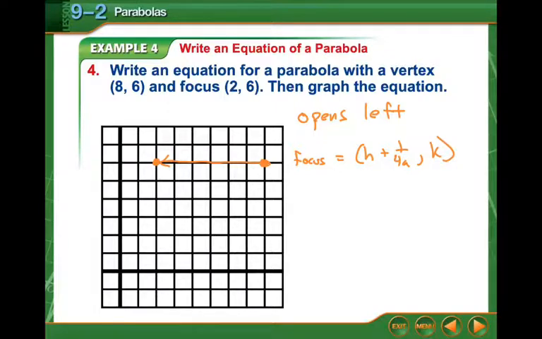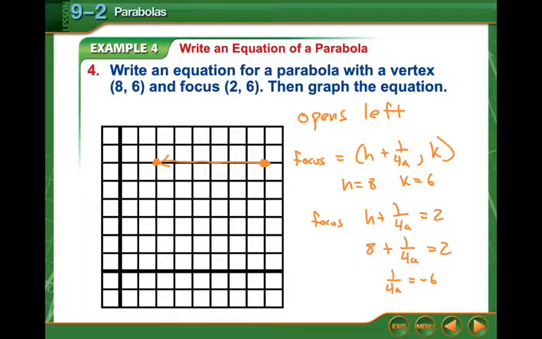So we know h is 8, k is 6. So we plug those in. Really don't need to worry about k so much, but our focus: we know that h plus 1 over 4a is equal to 2. So that means we have 8 plus 1 over 4a equal to 2. If we subtract 8 from both sides, we get 1 over 4a equal to a negative 6. So 4a is equal to 1 over negative 6. We multiply both sides by 4, and a is equal to a negative 2/3.